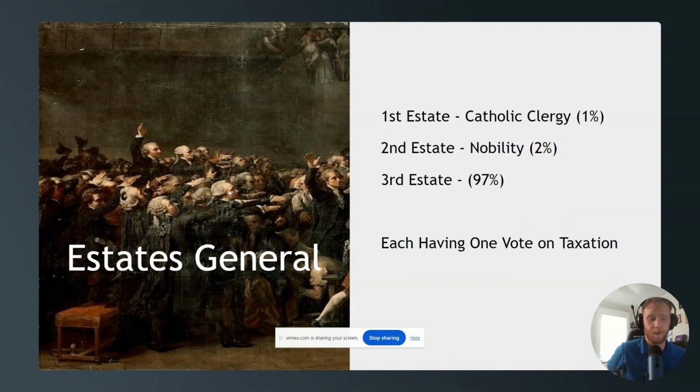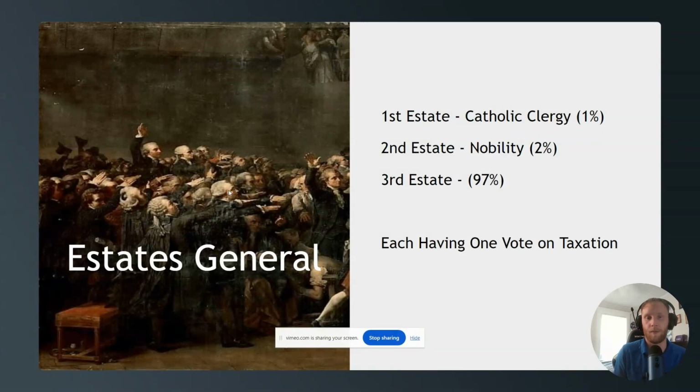Now, the Estates General. King Louis is so dead broke that he needs to ask for more money by raising taxes. And it goes to a vote at what's called the Estates General. The three groups come together. You have the first estate, which is the clergy, the second estate, which is the nobility, and the third estate, which is the peasants.